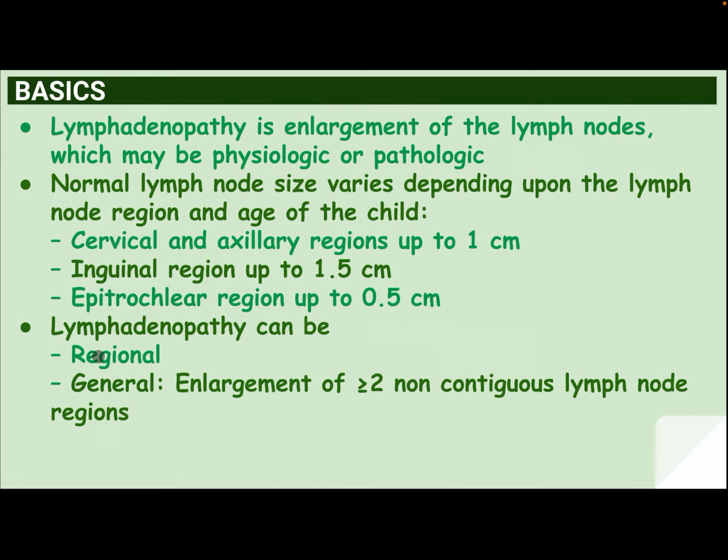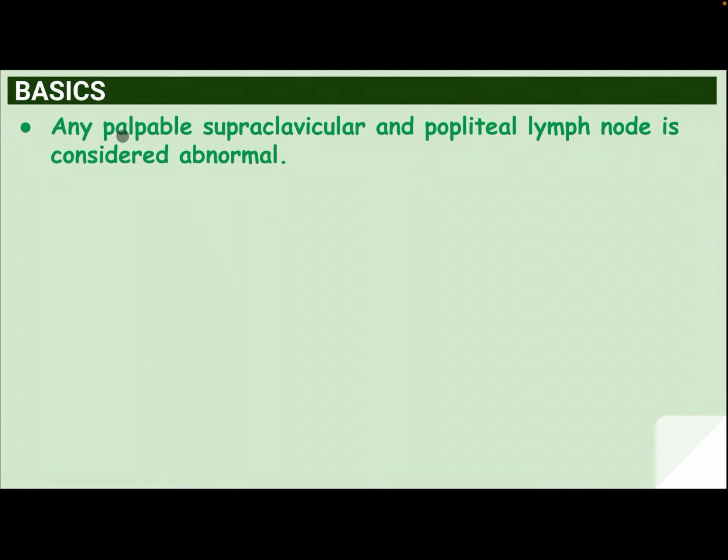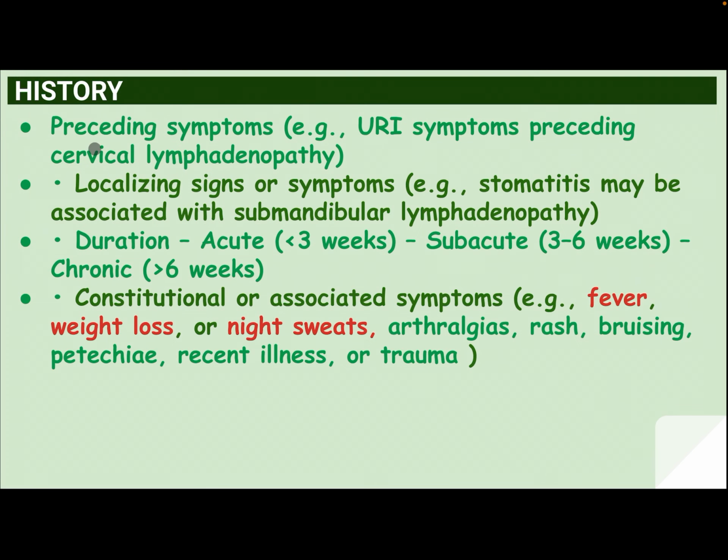Lymphadenopathy can be regional, localized, or generalized. Generalized means enlargement of two or more non-contiguous lymph node regions. Any palpable supraclavicular and popliteal lymph node is considered abnormal.